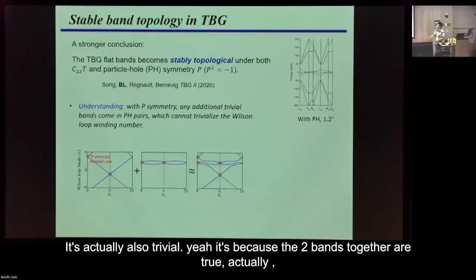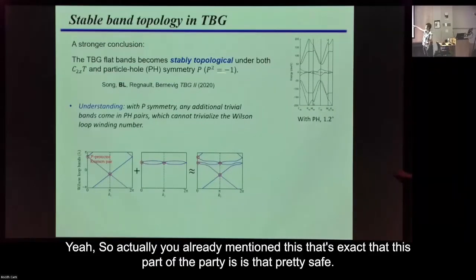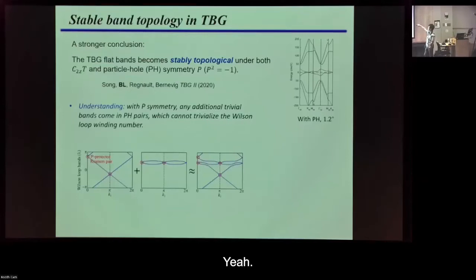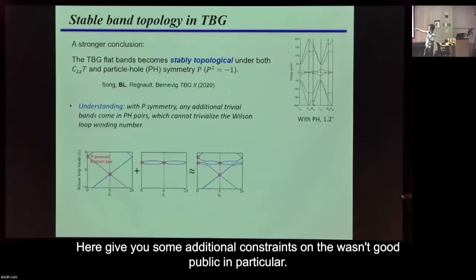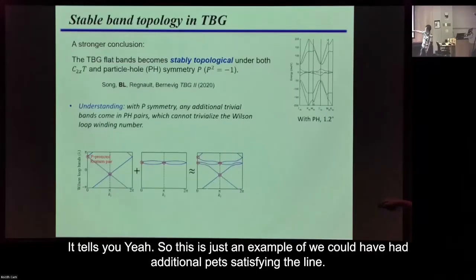Okay. Actually, Andrew already mentioned this. In twisted bilayer graphene, if you consider the particle-hole symmetry as exact, then this fragile topology is actually stable. You can never trivialize it by adding trivial bands. Here I will not show the details, but this is a more complete example. Basically, this additional particle-hole symmetry operator gives you additional constraints on the Wilson loop operator. In particular, it tells you at k1 equals 0 and pi, the eigenvalues have to be doubly degenerate. So this is just an example showing that if you add additional bands satisfying this particle-hole symmetry, because of these double degeneracy points, the winding number is actually protected.